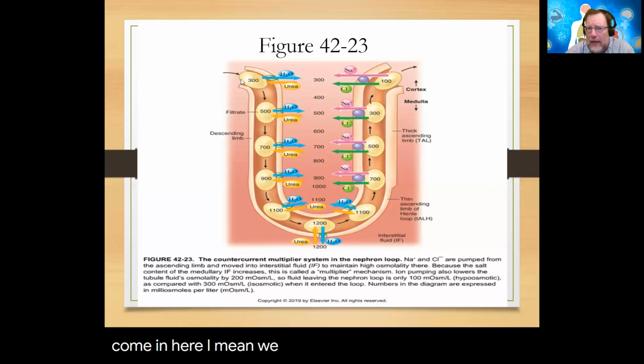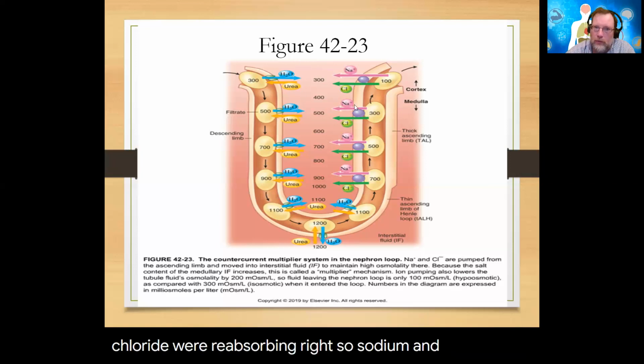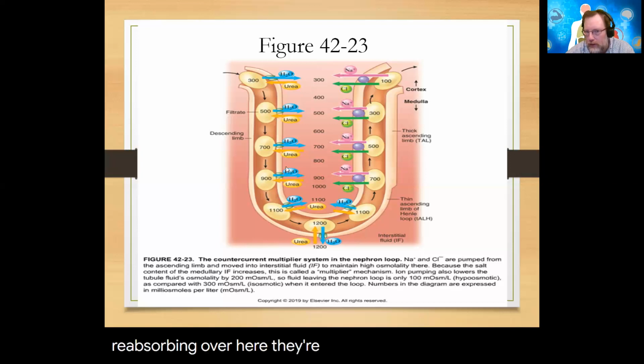I mean, we weren't gaining water anyway. Water was reabsorbing the whole way, because sodium and chloride were reabsorbing, right? So sodium and chloride were reabsorbing this whole way. It's only showing them reabsorbing over here. They're reabsorbing this whole time. They didn't want to clog up the area over here.